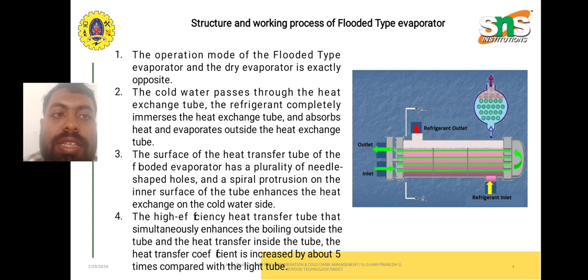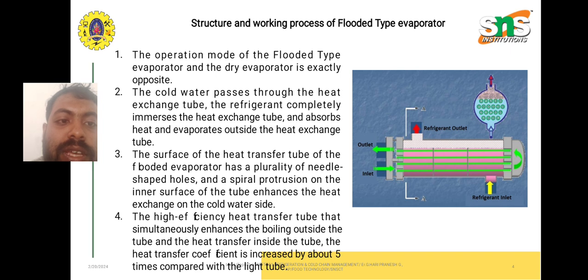Here we can see the structure and working process of the flooded type evaporator. In this, the operation mode of the flooded type evaporator and dry evaporator is exactly opposite. In flooded type, the cold water passes through the heat exchange tube. The refrigerant completely immerses the heat exchange tube, absorbs heat and evaporates outside the heat exchange tube.